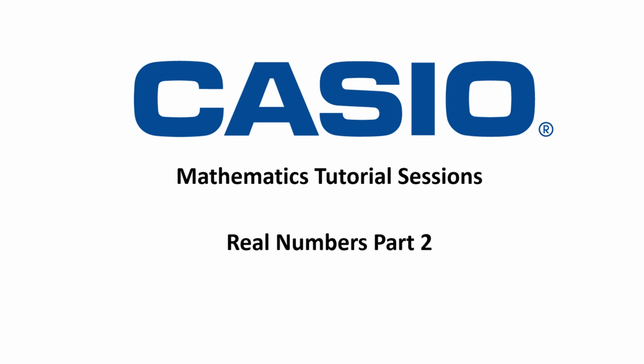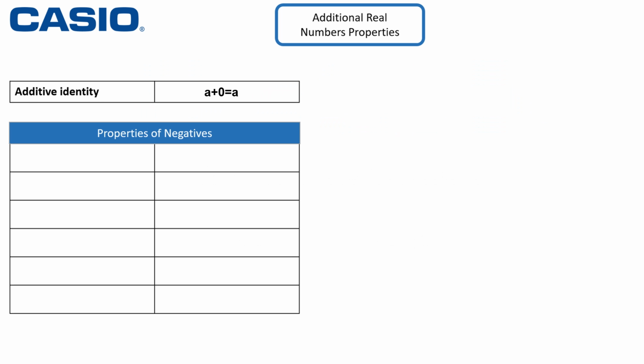In the previous lesson, we covered real numbers, their types and the properties. In this lesson, we will cover the remaining properties of real numbers. In this section, we will go through additional properties such as additive identity. Any number added to 0 will give the same number. Example, a plus 0 equals a, 3 plus 0 equals 3, 112 plus 0 equals 112. So any number added to 0 will give us the same number.